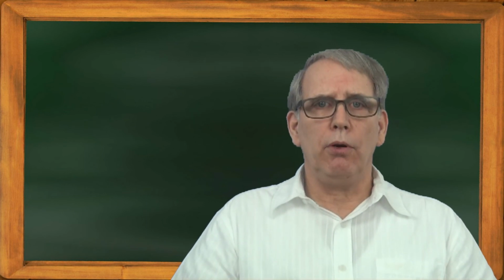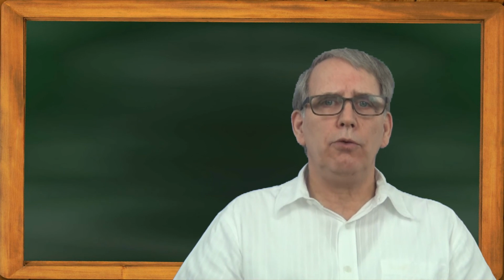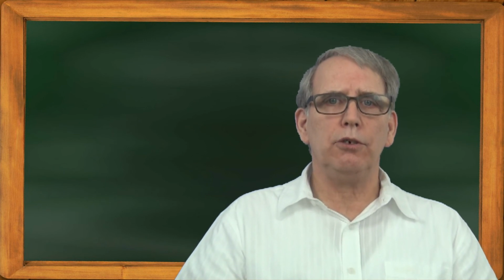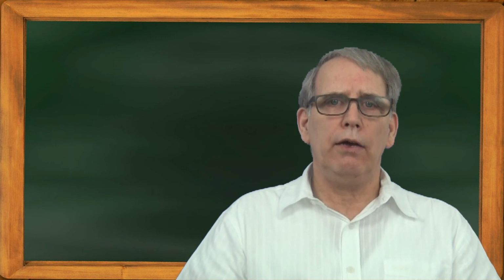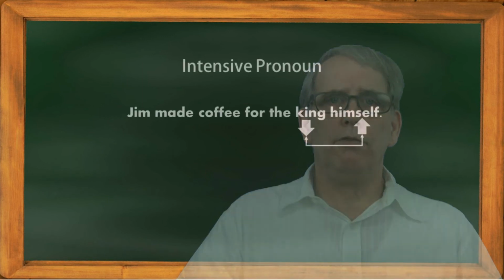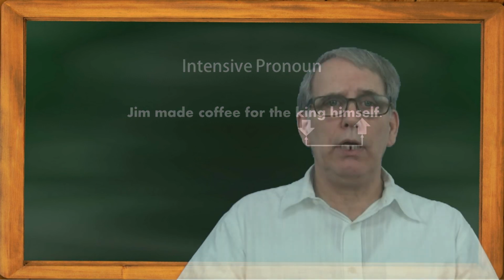In the next example, himself is used as an intensive pronoun. The reader would be able to understand the sentence's complete meaning without this pronoun, but it serves to add emphasis. Jim made coffee for the king himself. Here, himself refers to the king rather than to Jim. The reader is meant to be impressed that Jim made coffee for the king.